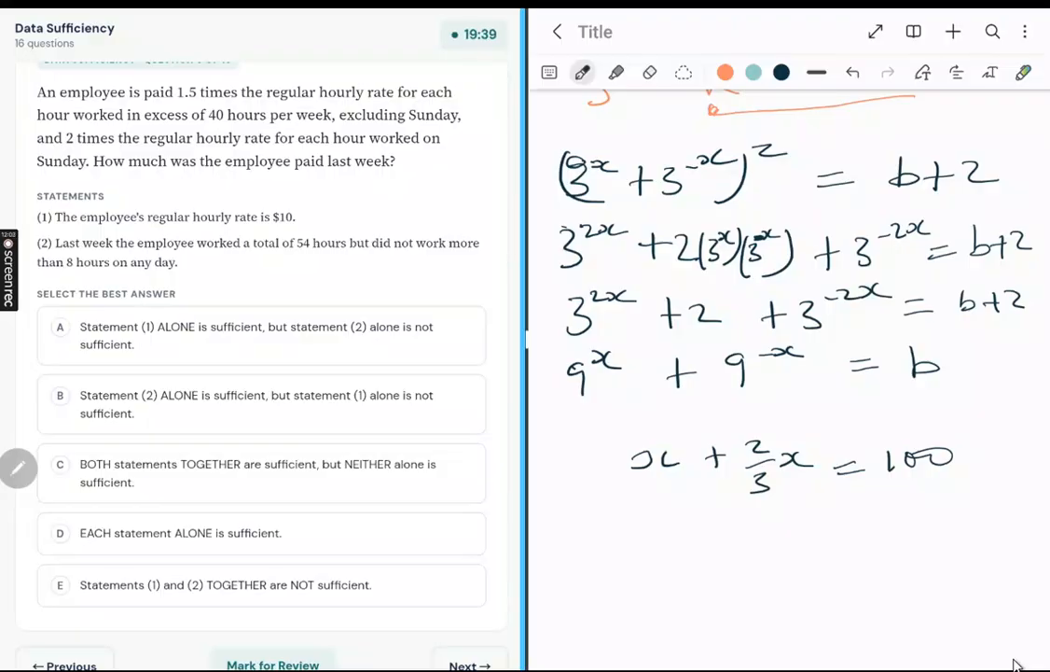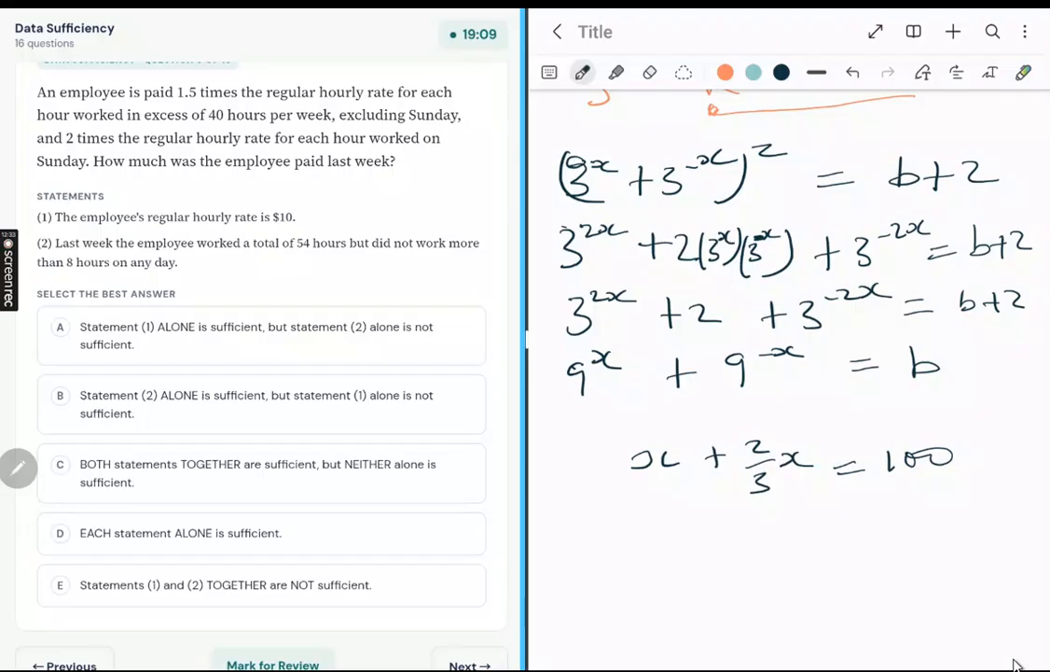An employee is paid 1.5 times the regular hourly rate for each hour worked in excess of 40 hours per week, excluding Sunday, and 2 times the regular hourly rate for each hour worked on Sunday. How much was the employee paid last week? The employee's regular hourly rate is $10, but how many hours? We don't know. Last week, the employee worked a total of 54 hours, but did not work more than 8 hours on any day.